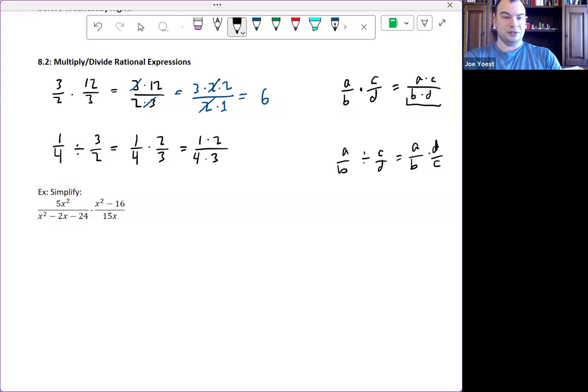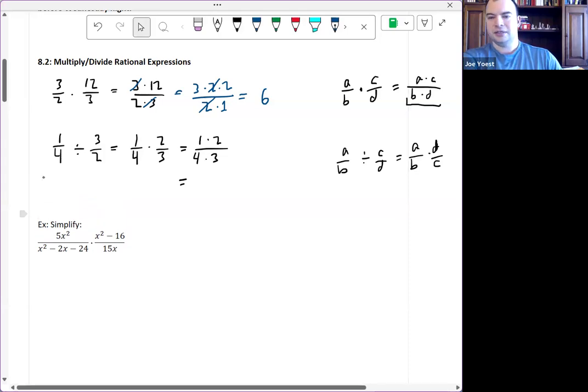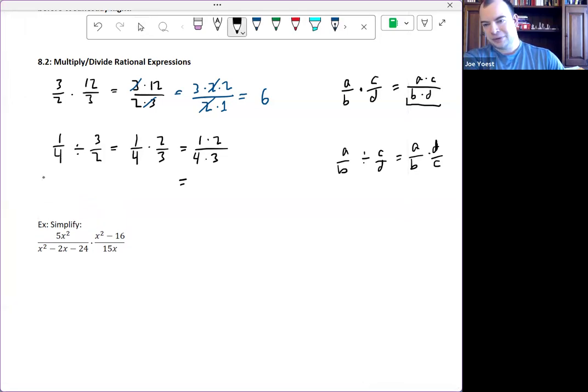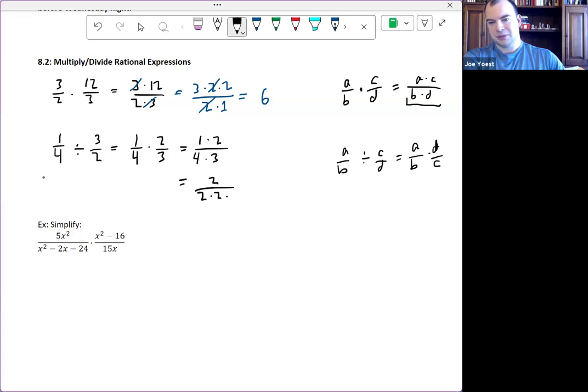It's a little easy to do this in our head, but I'm going to be a little more pedantic about it, because when we get to rational expressions, of course, we can't see these factors nearly as easily when we get to proper rational expressions. So I have 1 times 2 on top. That's already prime. But 4 can be broken down into 2 times 3. My 2's divide out, and then I can combine things back together to get 1/6.